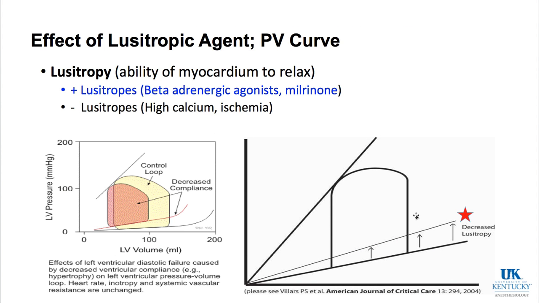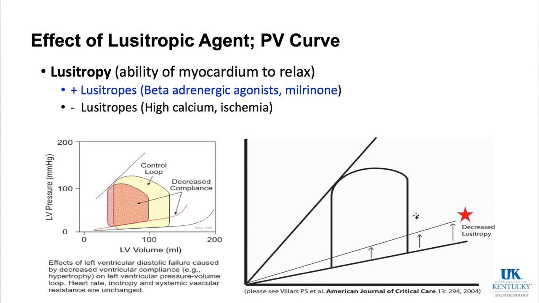Next key word is effective lusitropic agents on the pressure volume curve. Lusitropy refers to the ability of the myocardium to relax, or diastolic function. Lusitropes, or drugs that are positive lusitropes, that is, beta-adrenergic agonists, milrinone is one of the classic ones. Negative lusitropes, classic would be myocardial ischemia, in which the heart does not relax as well, or high calcium levels, another example.